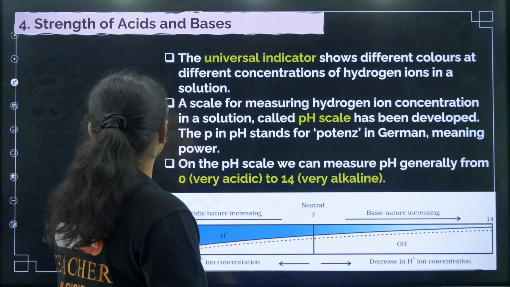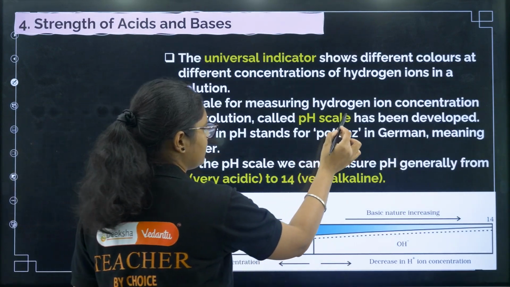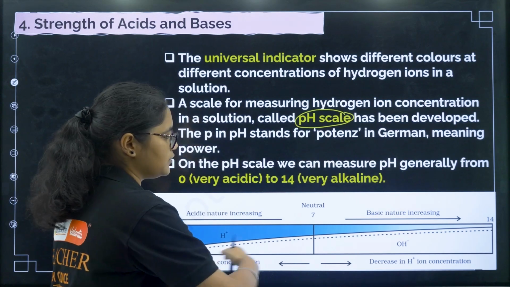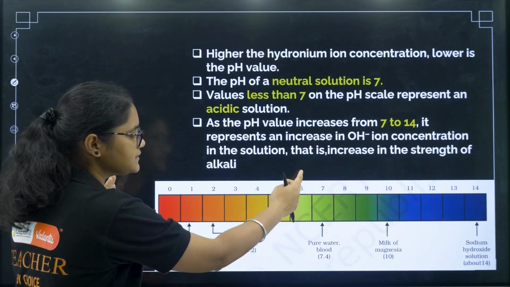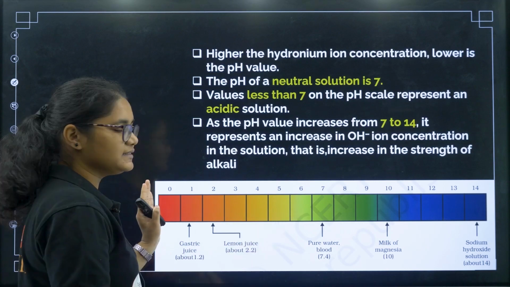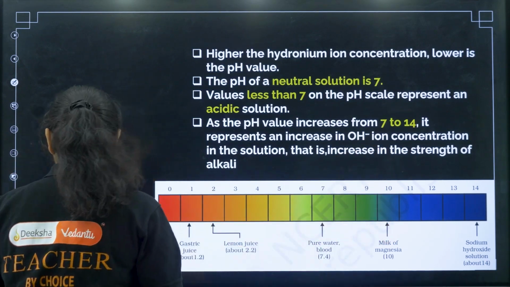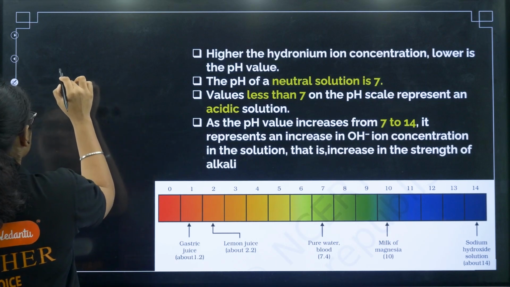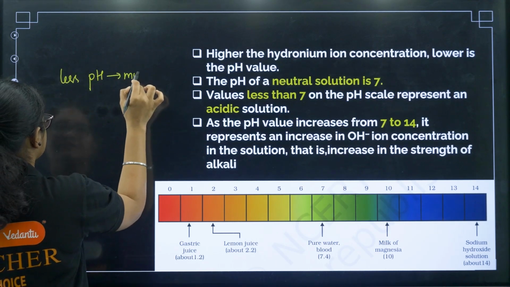Okay, next we have strength of acid. The strength of acid is determined by the pH scale. You have pH from 0 to 14. Here pH 7 is neutral, less than 7 is acidic, more than 7 is basic. Here two points you have to remember. Less pH means more acidic.